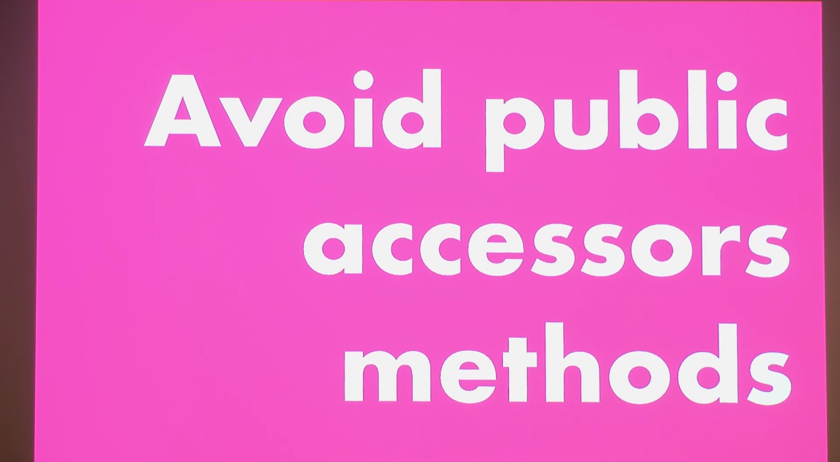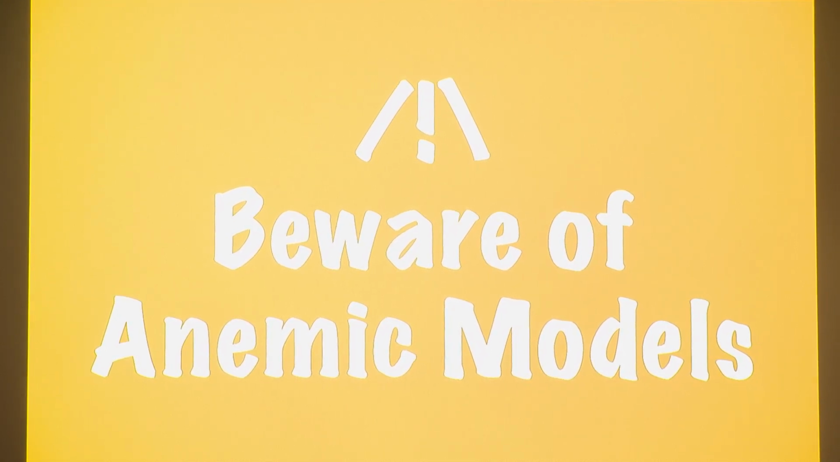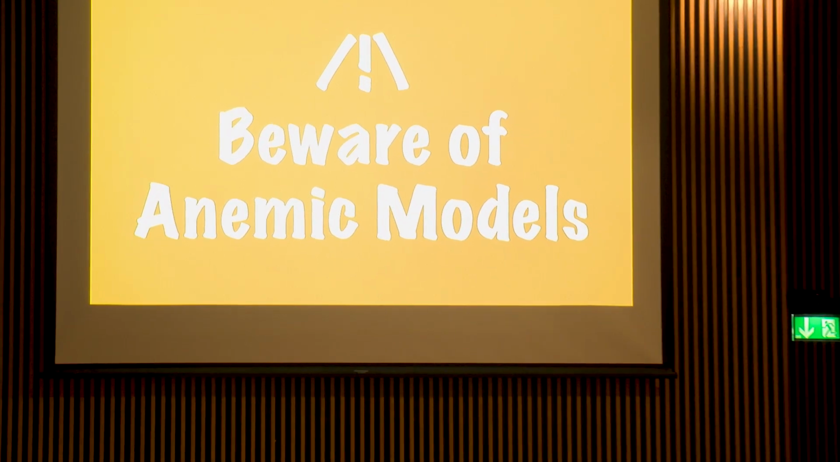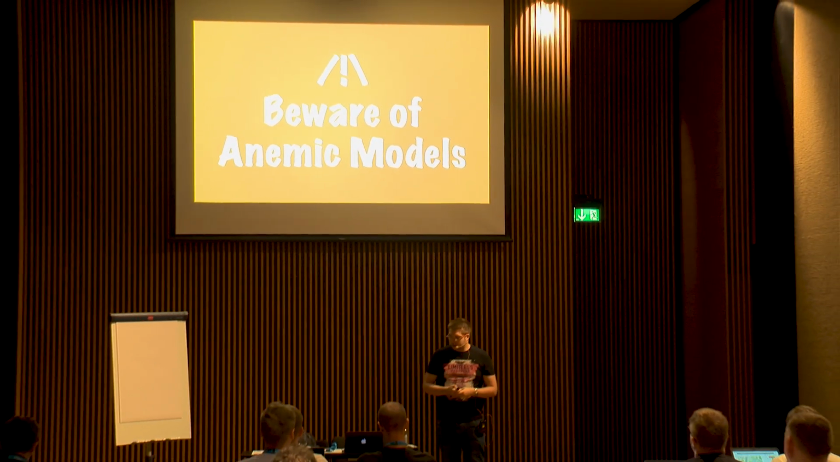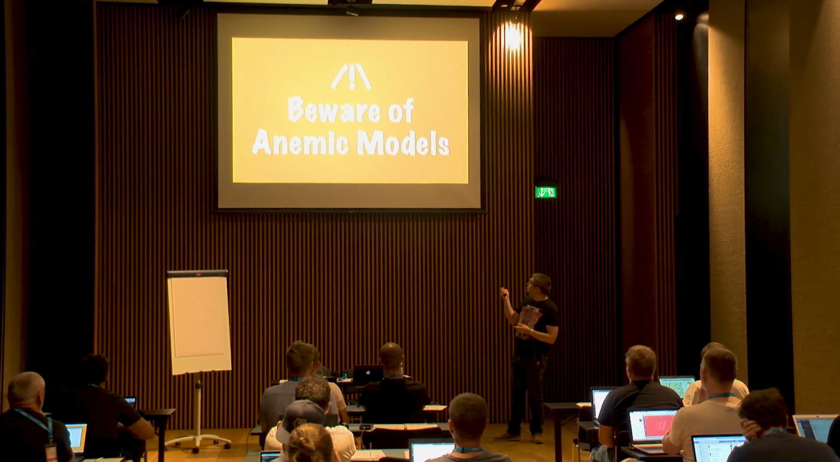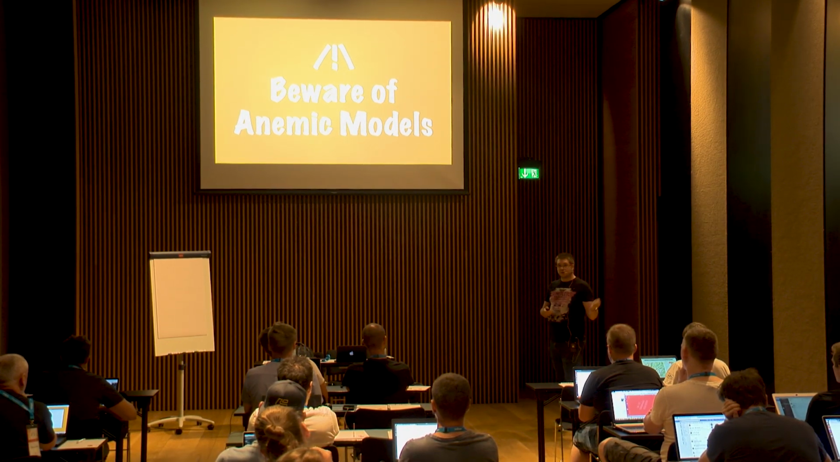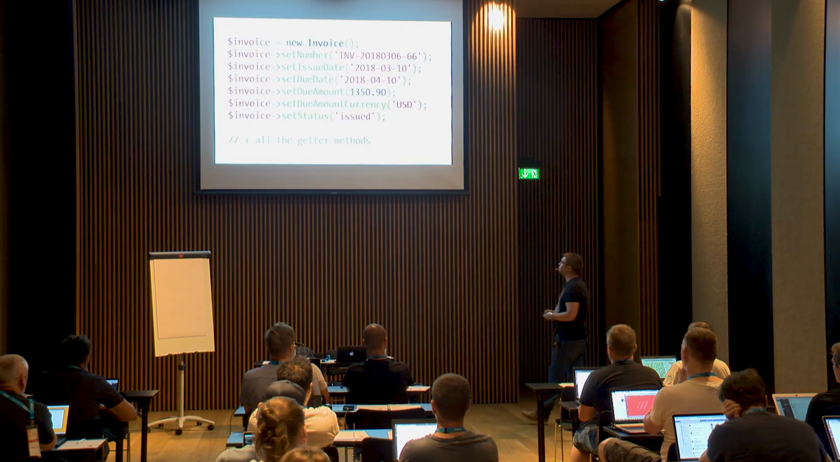Avoid public accessor methods. That's one of my favorites, especially if you design entities. Because if you're familiar with Doctrine and Symfony, for instance, you may be tempted to create an entity and have private properties, and each property is exposed with a getter and a setter method. If you do that, that means at some point you will have what we call an anemic model. So you will be tempted to extract the business logic outside of your entity, and you will just leave your entity empty, with just a container of properties.